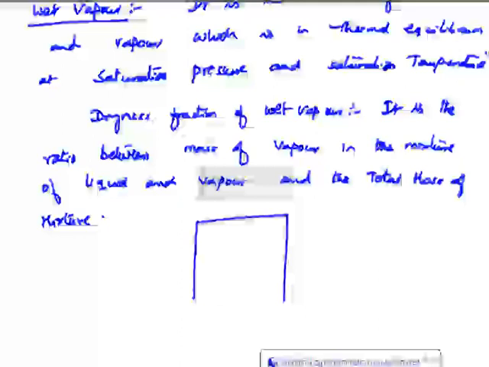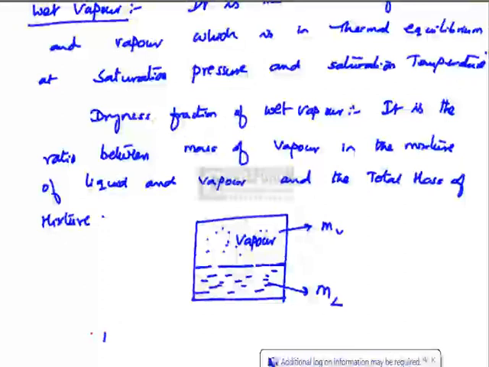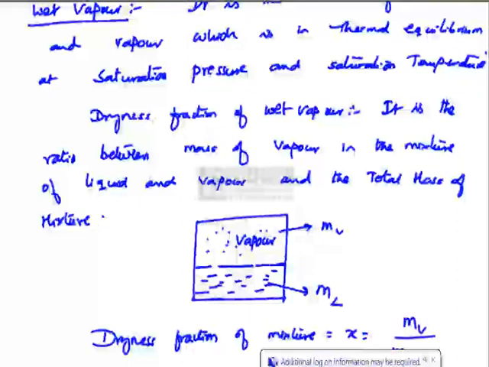Pictorially, we can represent it as, consider a wet vapor. This is the phase boundary. Below the phase boundary, we have the liquid mass. Let it be ml. Above the phase boundary, we have vapor. Its mass be mv. Then dryness fraction of mixture is indicated as x. x is equal to mv divided by ml plus mv.